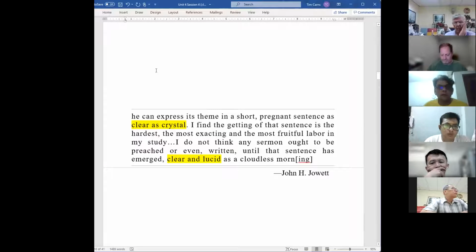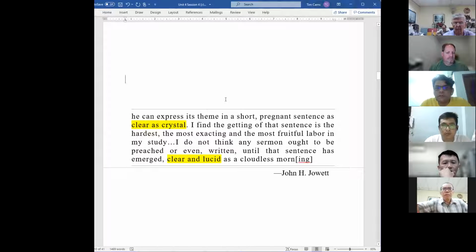Okay. He can express its theme in a short, pregnant sense as clear as crystal. I find the getting of that sentence is the hardest, the most exacting, and the most fruitful labor in my study. I do not think any sermon ought to be preached or even written until that sentence has emerged clear and lucid as the cloudless morning.